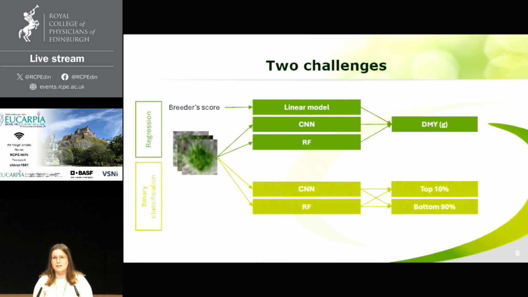So that is why I also created a binary classification model, well, 2, a CNN and a random forest, to identify the top 10% highest yielding individuals in my dataset.